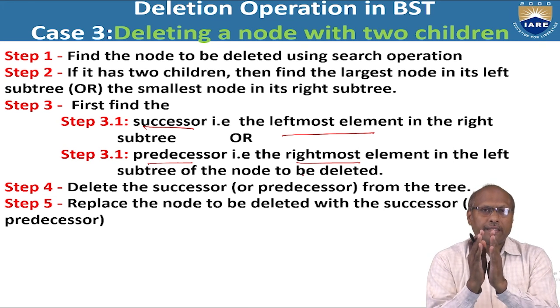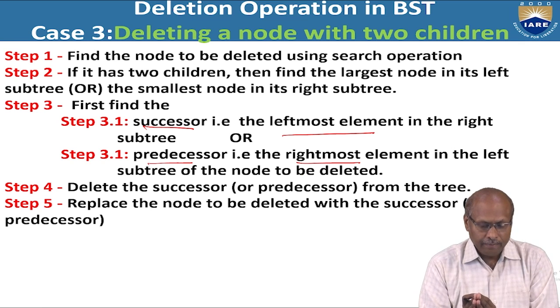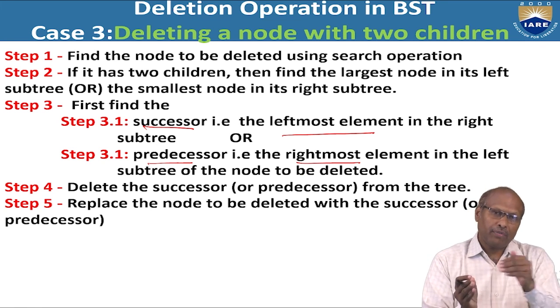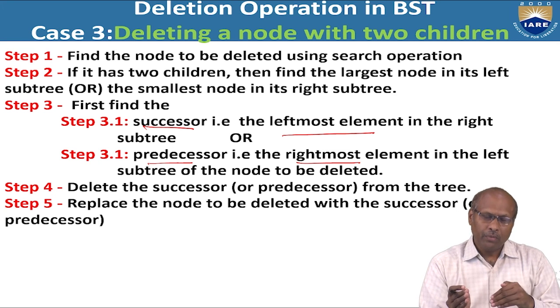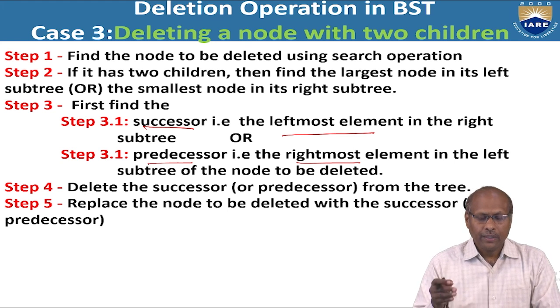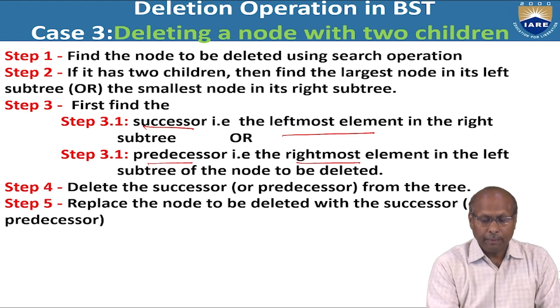After finding the child position, you have to find whether you can come left with maximum or right with minimum. Whichever node you want to delete, you find either left with successor or right with successor. Leftmost element or rightmost element.